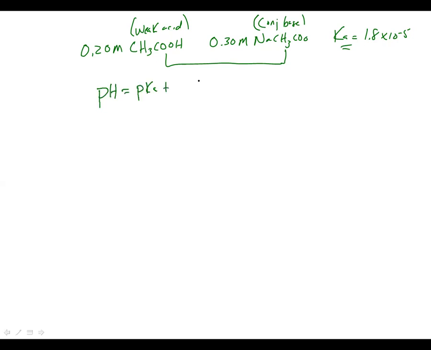With our Henderson-Hasselbalch equation, we do need to calculate the pKa value. So the pKa value is minus the log of the Ka, which gives you minus the log of 1.8 times 10 to the minus 5. That's going to give you a pKa value of 4.74 when you do it.